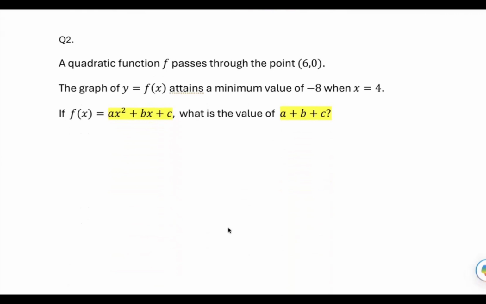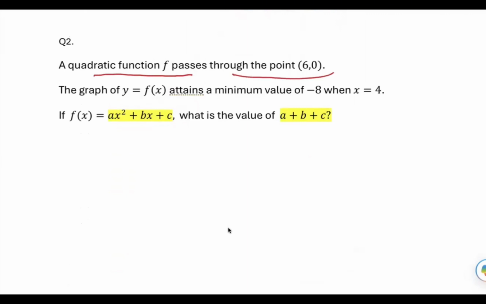The second question is a quadratic equation. I'm going to show you two methods of how to apply it: concept and then Desmos. Quadratic function f passes through this point. You need the algebra to understand that. It passes through the point (6, 0). Look at it. This tells you this is a root because y is equal to 0. The function f attains a minimum value of minus 8.